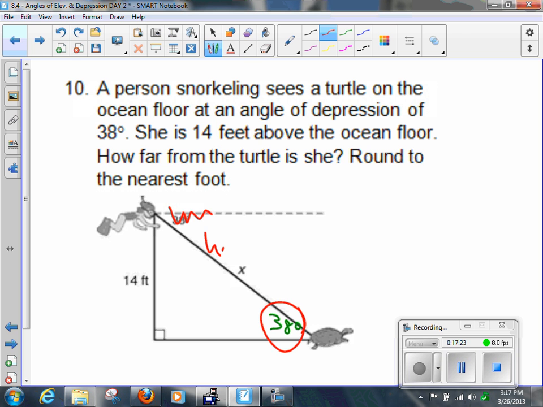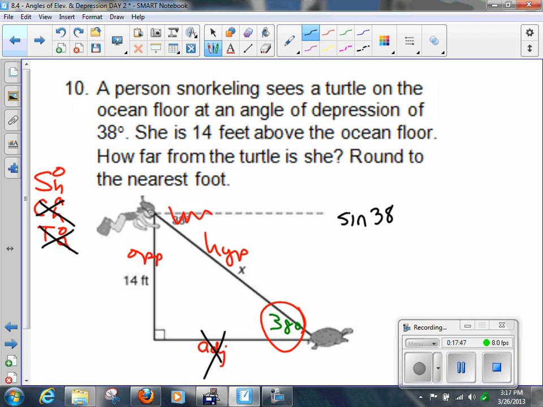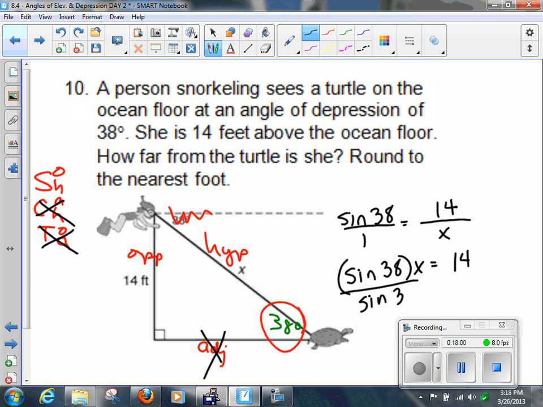Let's label. Hypotenuse, opposite, adjacent. Some old horse caught a horse taking oats away. What do I know nothing about this time? I don't know anything about the adjacent, so anywhere I see an A, I'm going to mark it out. This time we have to use what? Sine of 38 over 1, which is equal to 14 over x, and this one's going to be different. Sine of 38 times x is equal to 14, and we have to divide by sine of 38.